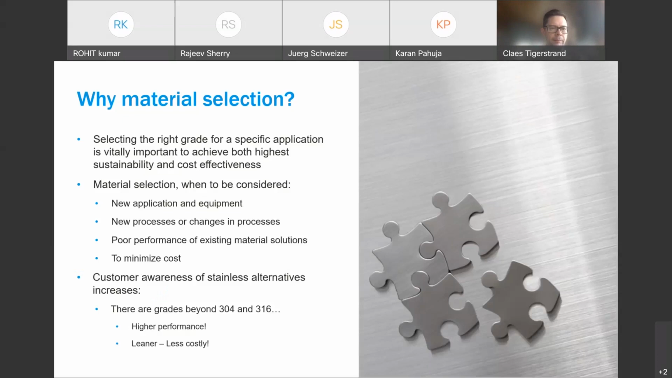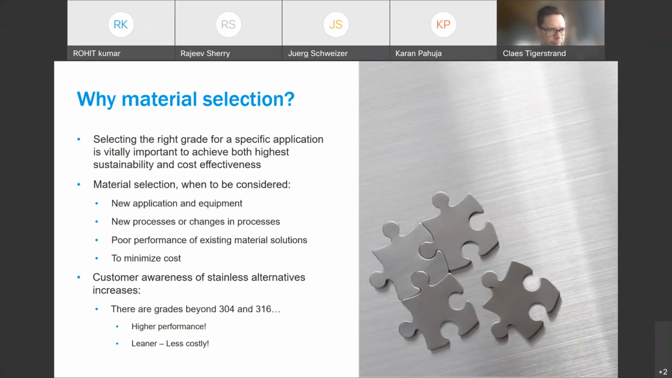But of course, most obvious first when you need to consider material selection is when you have a new application or you have a new equipment that you are currently developing. You have new processes or changes in your processes. Or you have a poor performance of your existing material solutions. Or you want to minimize the cost or optimize to get the most out of your material to get the best possible performance there.